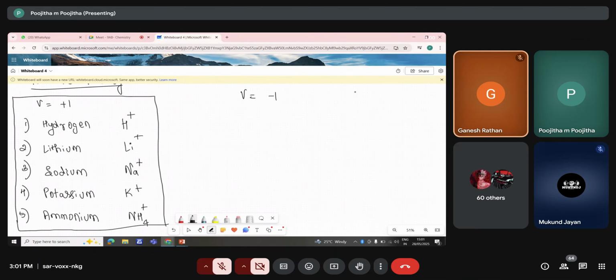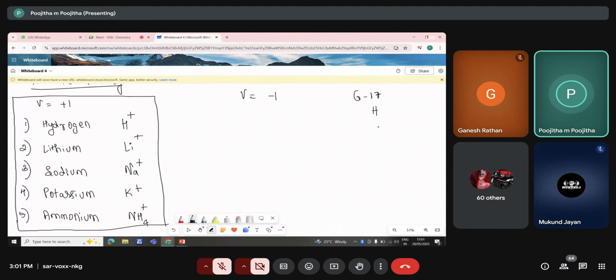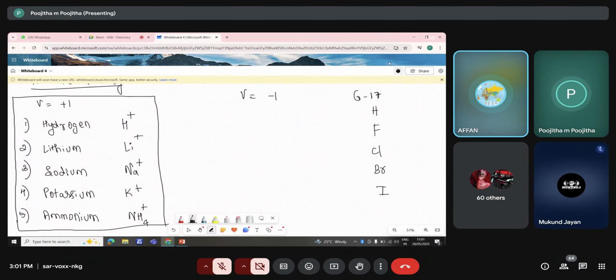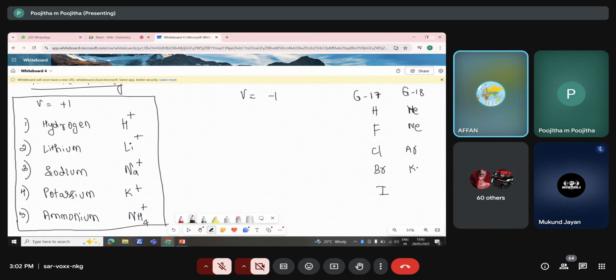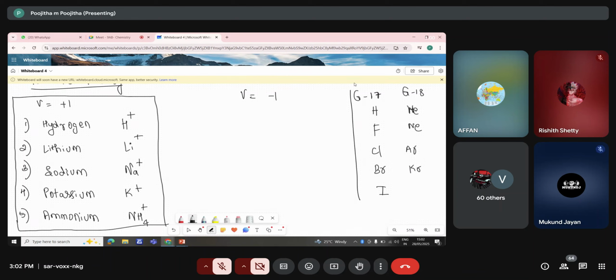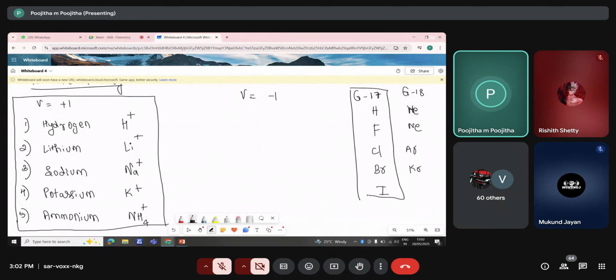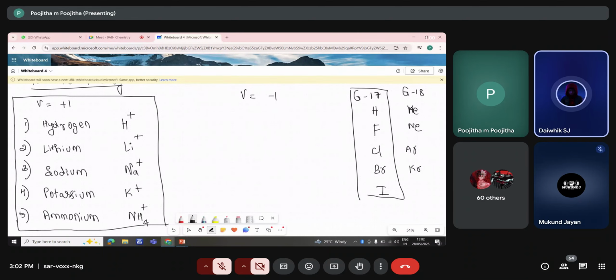Do you know group 17 elements? Below hydrogen, there is fluorine, chlorine, bromine, iodine. Not noble gases. Group 18 is noble gases like helium, argon. I am talking about group 17 now, the halides: fluorine, chlorine, and all.